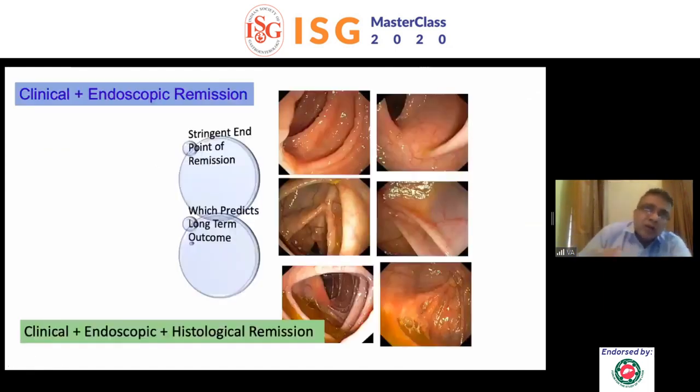So when we talk about mucosal healing, we are talking about clinical and endoscopic remission. This may also be considered by some people as deep remission, although some people consider deep remission as that if you had histological remission. So mucosal healing is clinical and endoscopic remission. You want to go a step higher, you can go clinical and endoscopic and histological remission. So that is becoming the goal, right?